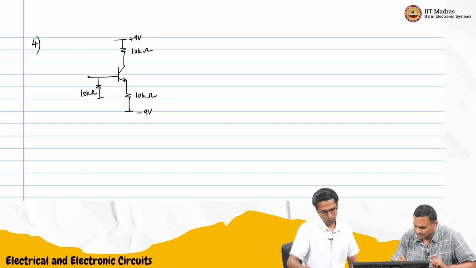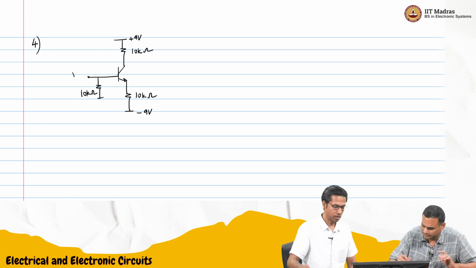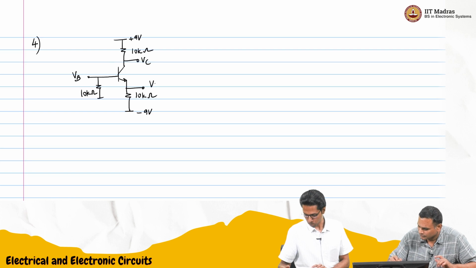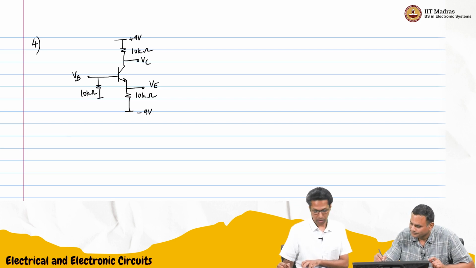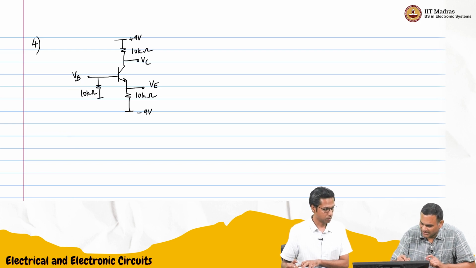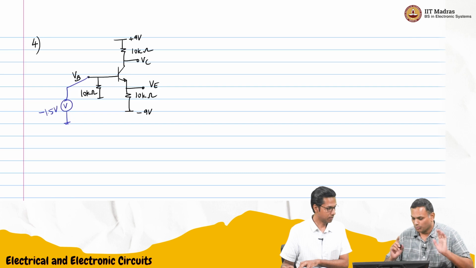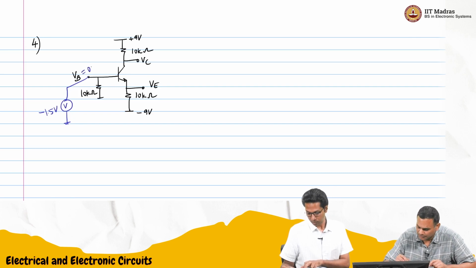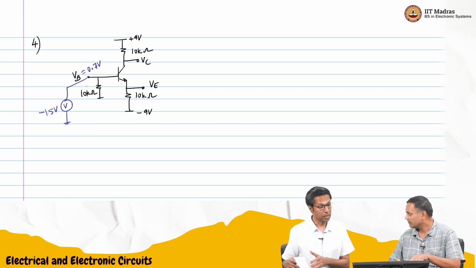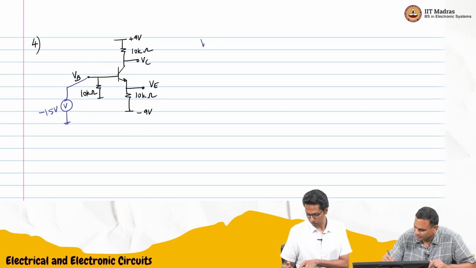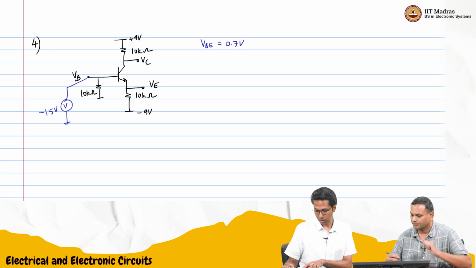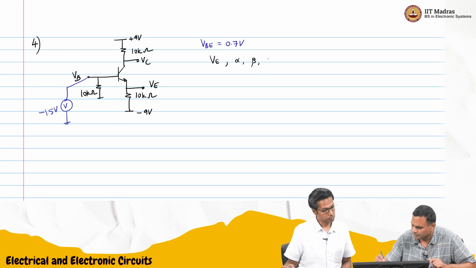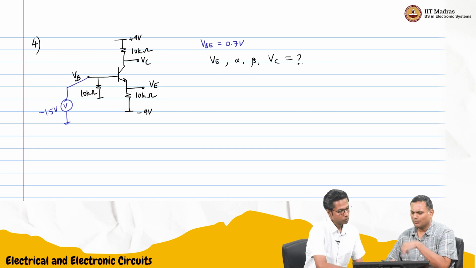There is no voltage here, it's just marked VB, VC and VE. Let me see what the question says. It says they have done some measurements again. VB is minus 1.5, and it says to assume VBE is 0.7. Calculate VE, alpha, beta, VC. It's a similar problem to the last time.